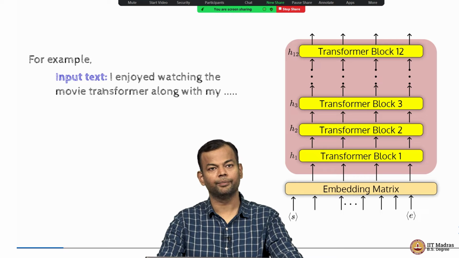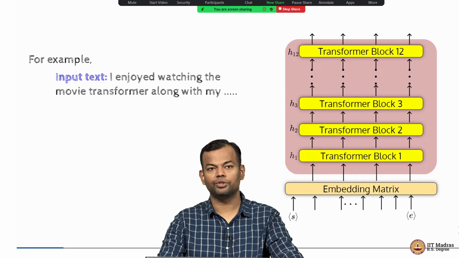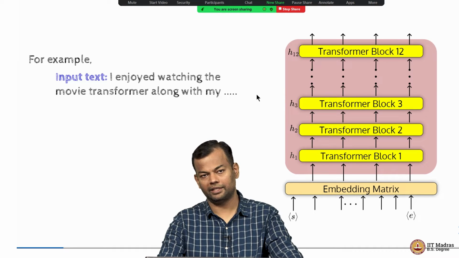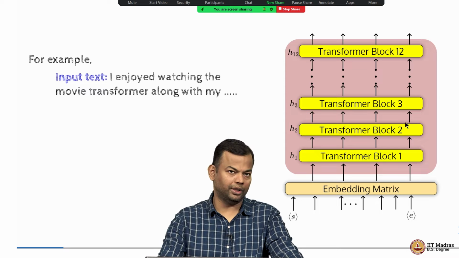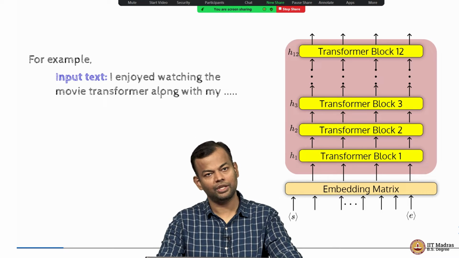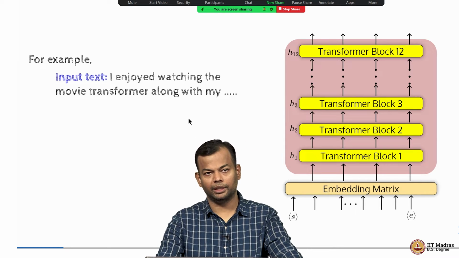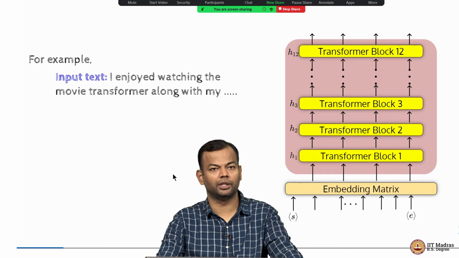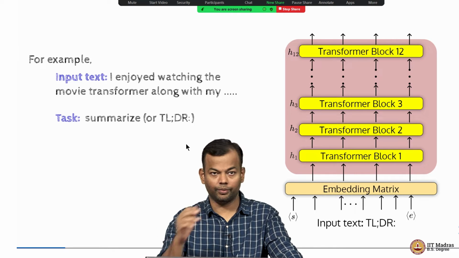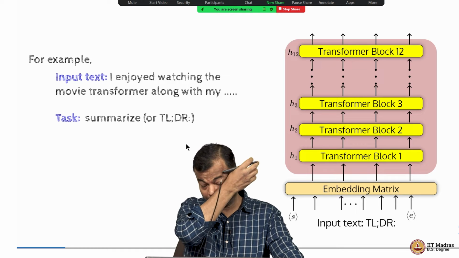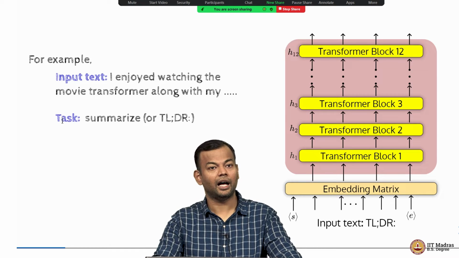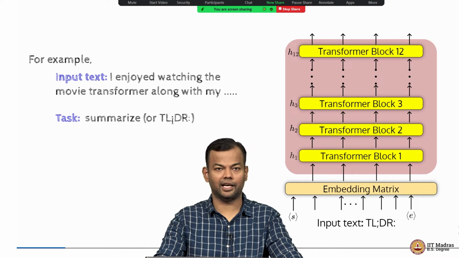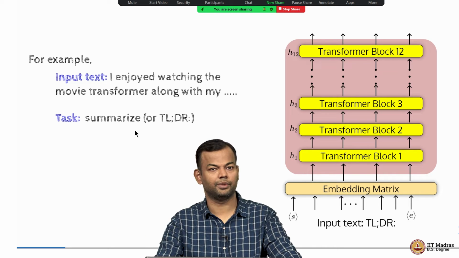So here's an example. You have the input text, "I enjoyed watching the movie Transformers along with my ---", and you would have wanted it to complete the sequence, but now say you have given it the entire review or entire story that you want to say, right? You are saying something about what you did with the movie Transformers and so on. Now you give this task information, which is summarize or TLDR. TLDR is just "too long, didn't read", so that means summarize.